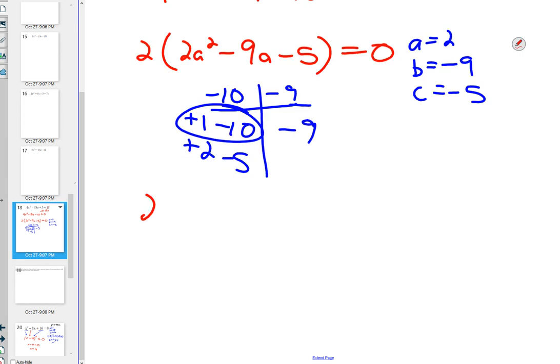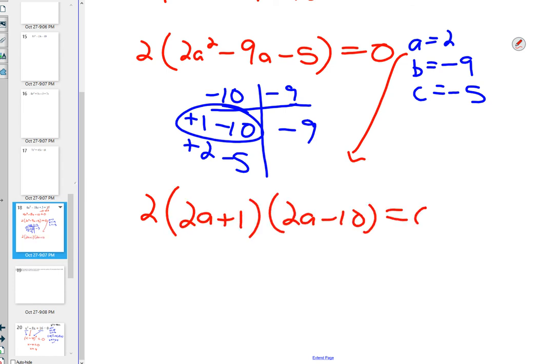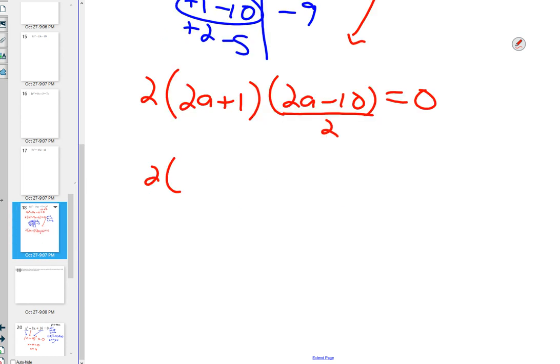We still have the first 2 on the outside. Then this 2 comes and jumps in front, and we have 2a plus 1 and 2a minus 10. Can any of those factors be reduced? JJ? Yeah, these can be reduced by this addition. So we get 2a plus 1, and then a minus 5.